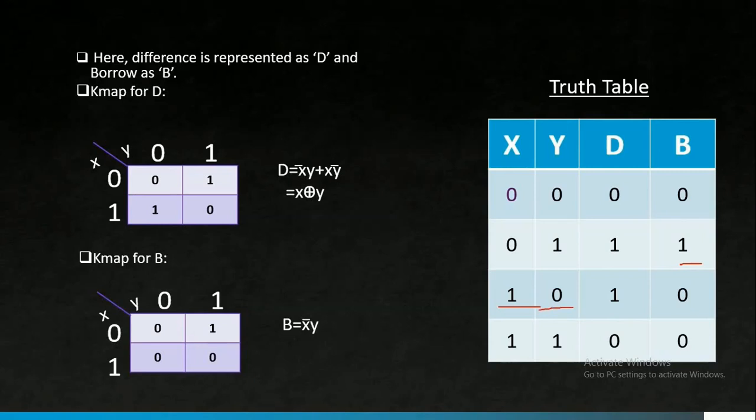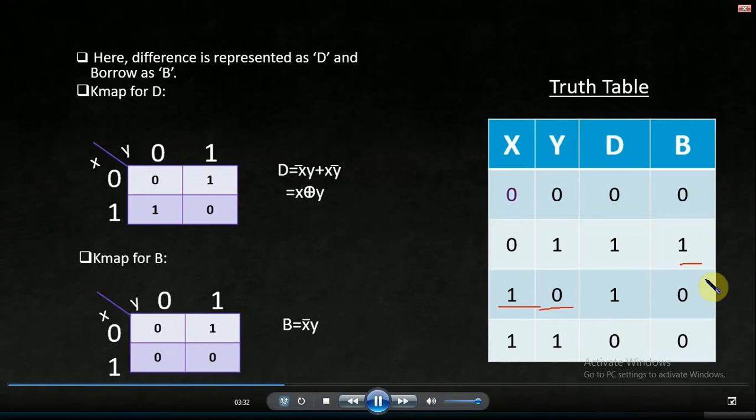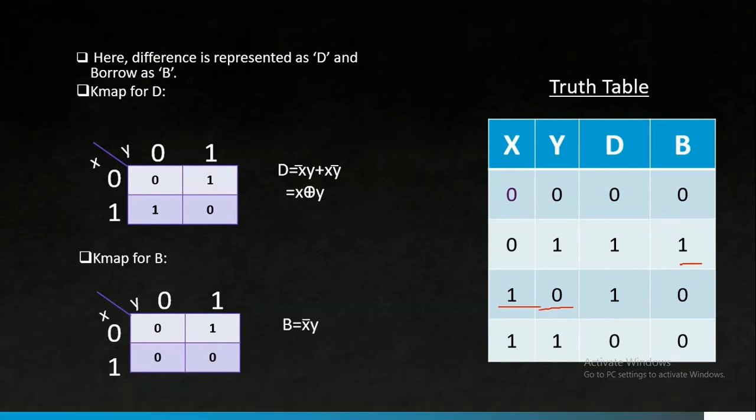On the basis of the truth table, there are two K-maps, for the difference and the borrow part. According to this truth table, we have put the values of difference and borrow in their respective K-maps, and we have drawn the conclusion that D results in an XOR gate and borrow is represented by an AND gate. So D equals x XOR y, and B equals x complement AND y. So this was our truth table. Now let's move on to our logical diagram of the half subtractor.